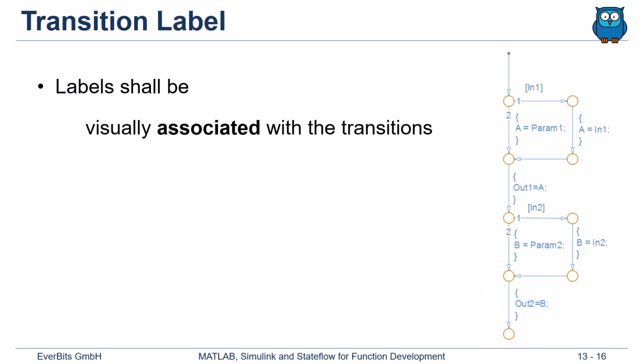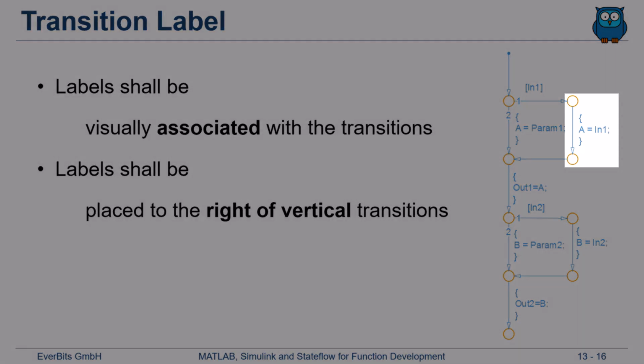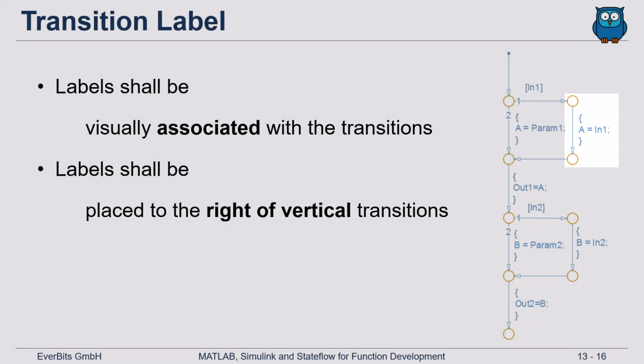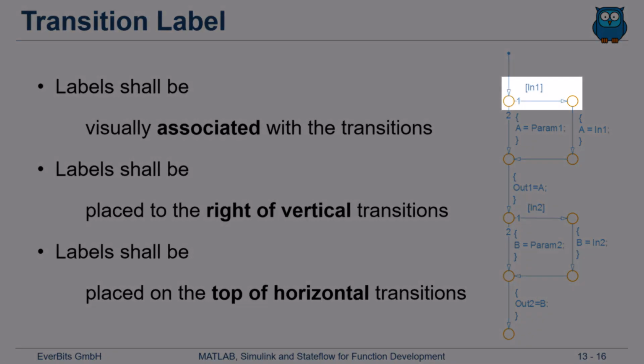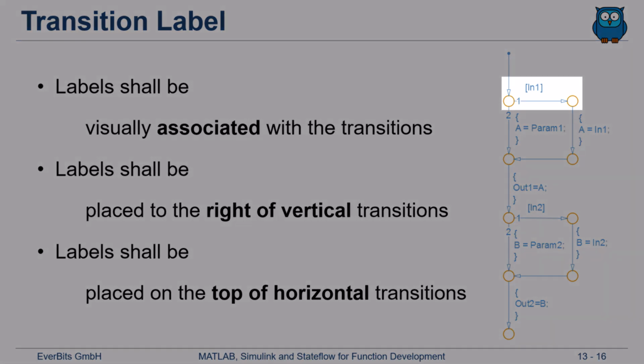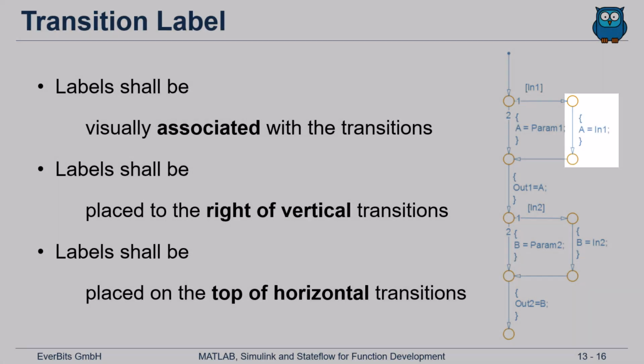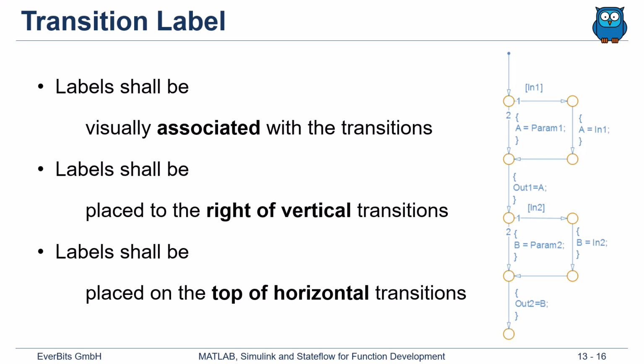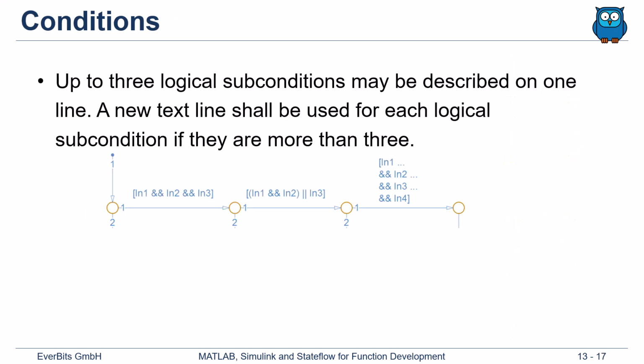The transition labels shall be visually associated with the transitions. So labels shall be placed to the right of the vertical transitions and to the top of the horizontal transitions. The labels are not the comments, but the actually executed parts of the programs. This is the program flow. Transition labels might be conditions or condition actions. This is a very good way of associating them. In the older versions of Stateflow, it was possible to move these transition labels somewhere, and the people would really misunderstand what's going on.